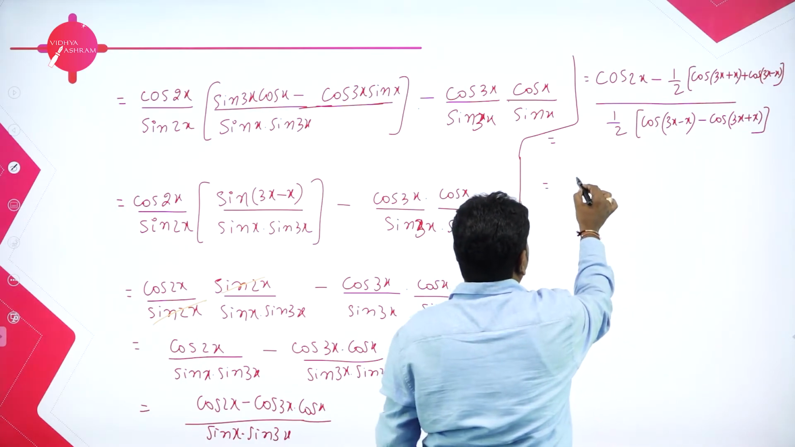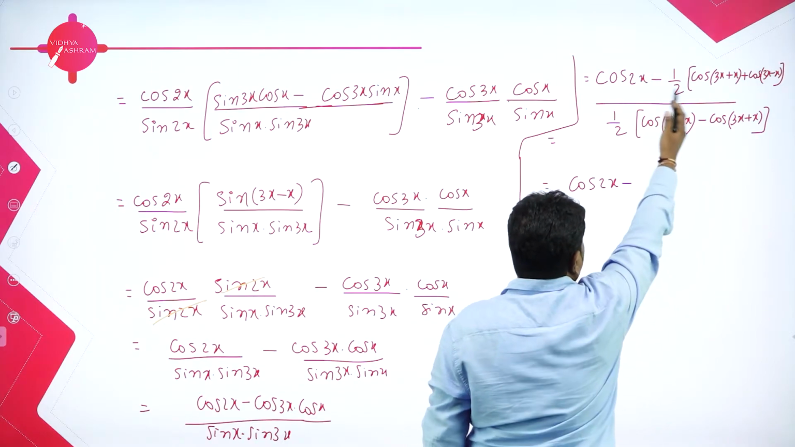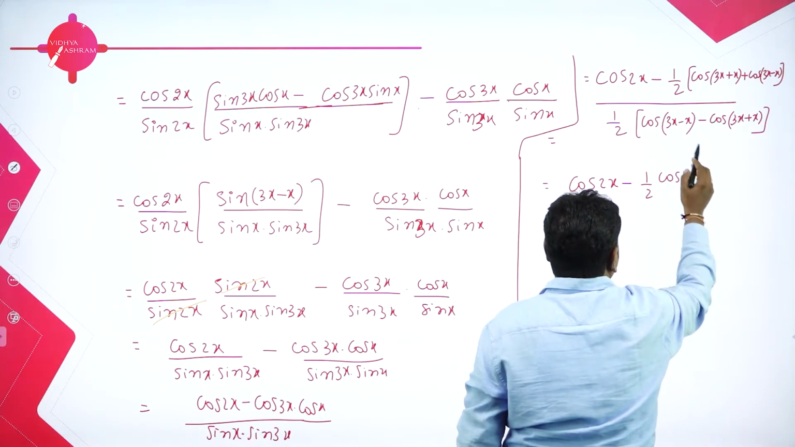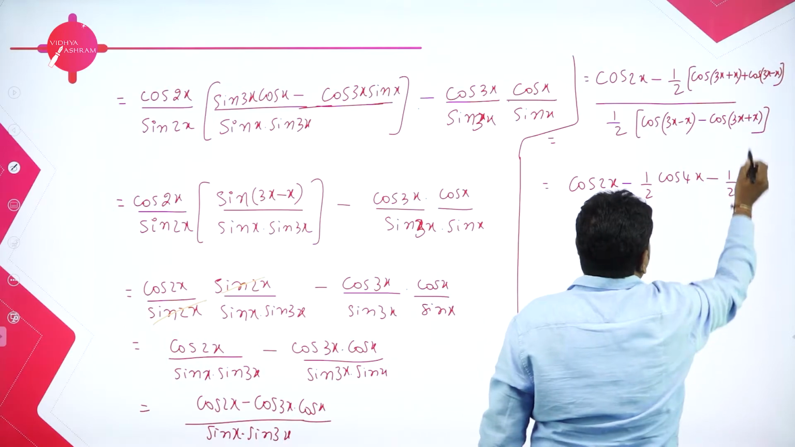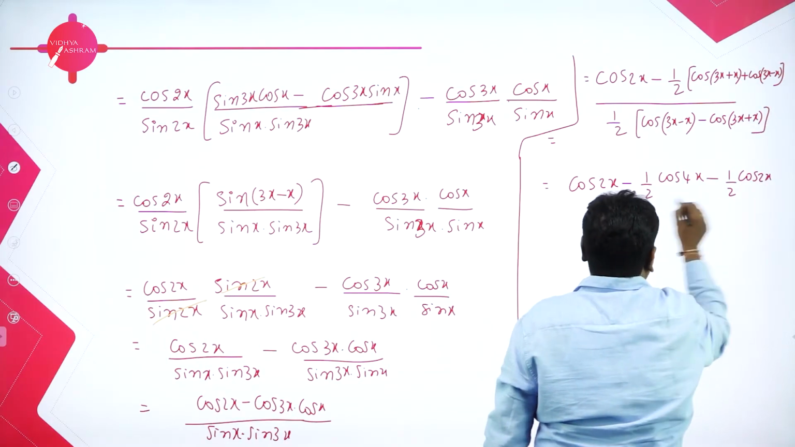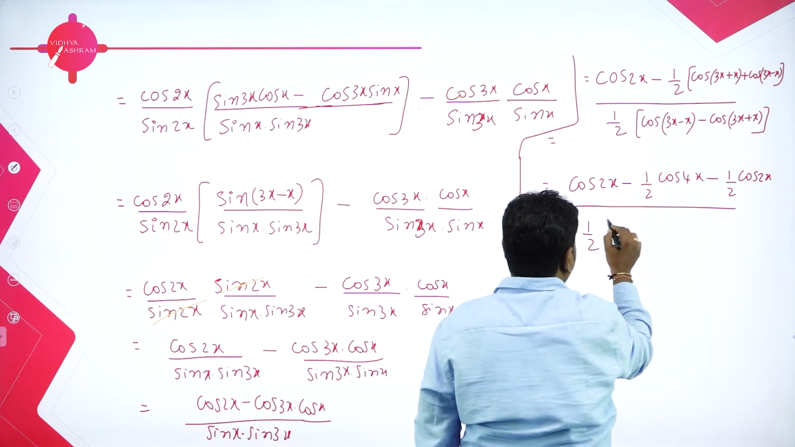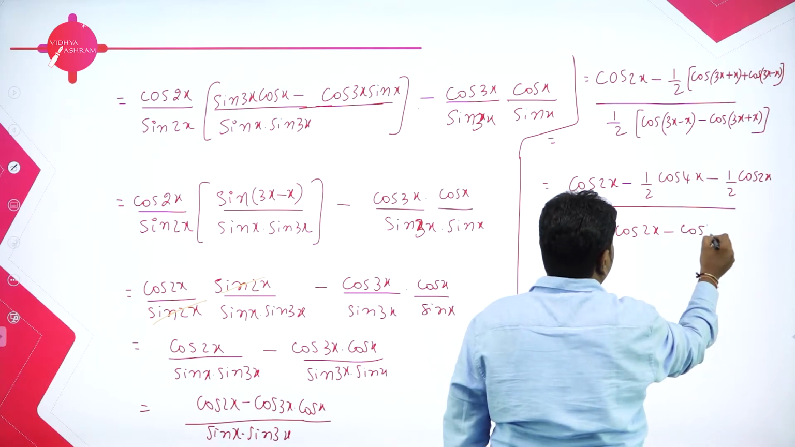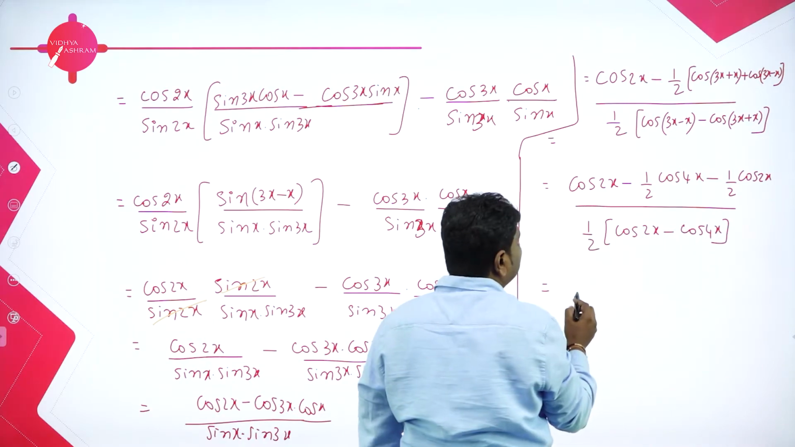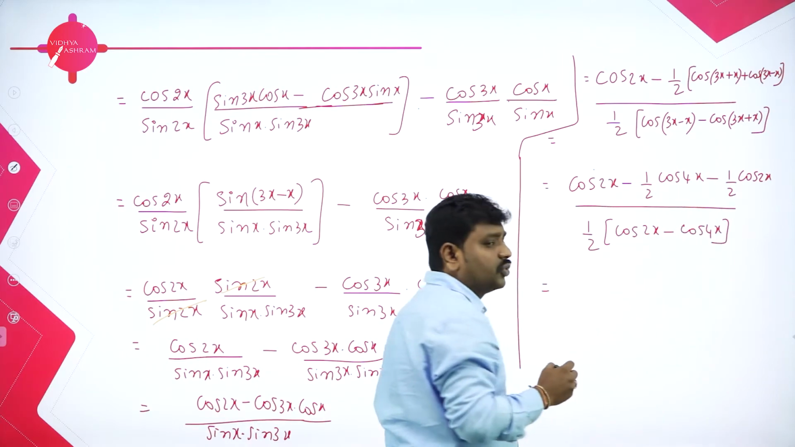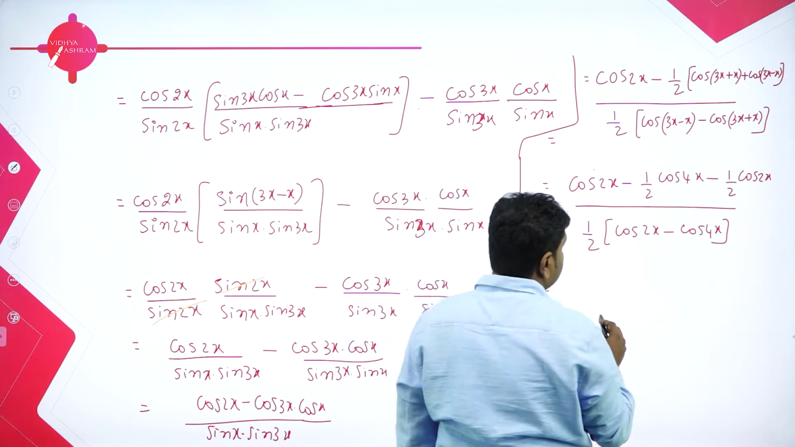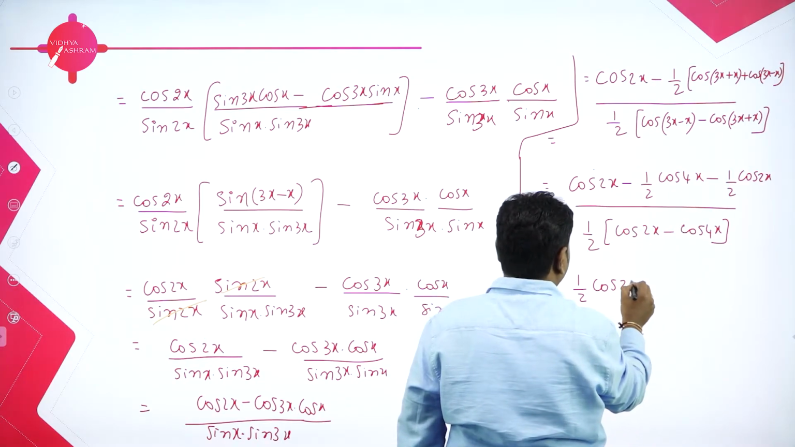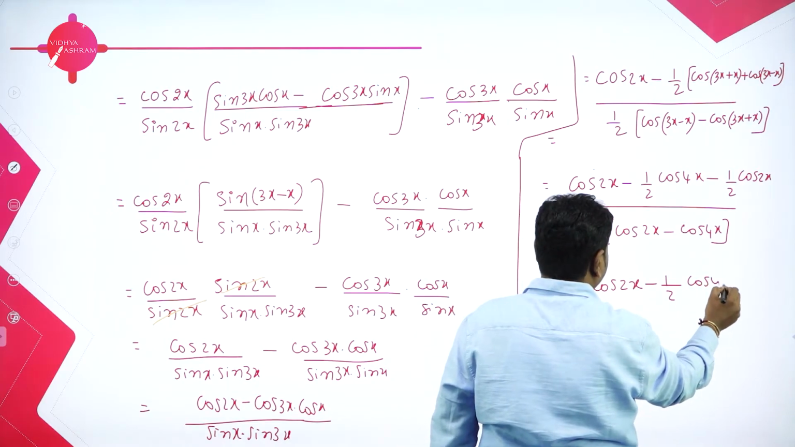Now simplify this. The numerator becomes cos 2x, let it be, minus, opening the brackets, half cos of 3 plus 1 is 4x, so cos 4x. Again opening the brackets, minus half cos of 3x minus x, which is cos 2x. Observe this carefully. In the denominator, we'll have half into cos 2x minus cos 4x. Here this is 1 and this is half. All of you know, 1 minus half is half. I'll write this as half cos 2x minus half cos 4x.